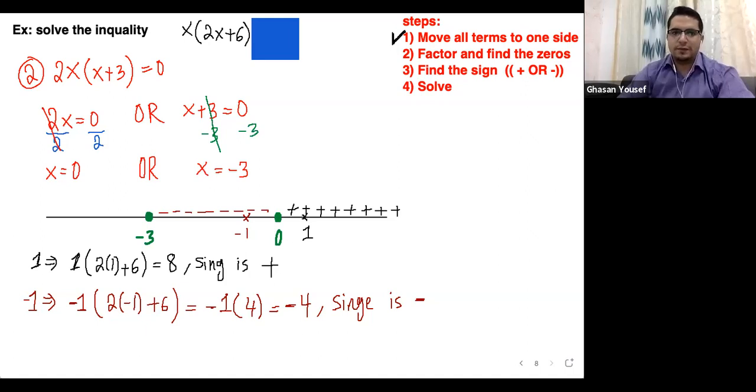Now, pick any number less than -3. Tau said -4. This is correct. All of you are correct. It is negative, and the answer is -4. So now pick any number less than -3. Ah, -4. Okay, Tau said -4, let's do it. Take -4. Plug the -4 inside this equation.